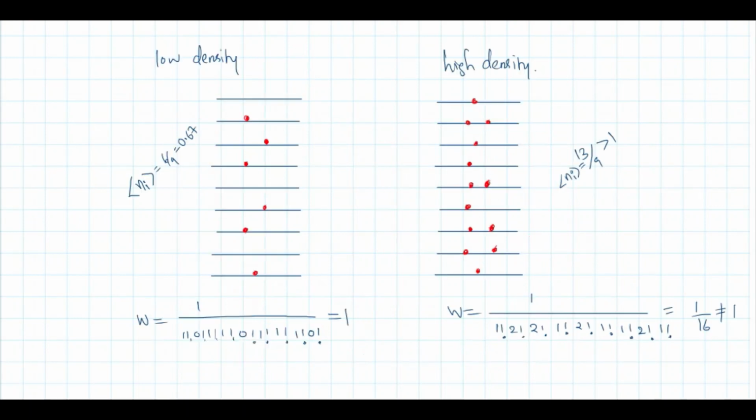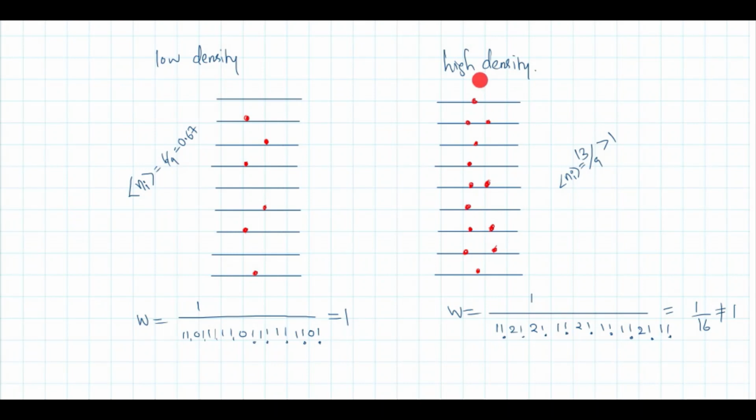I will show this here. You have 9 energy levels and only 6 particles. So one particle sits here. In the next level there is no particle. One particle here, one particle. So this is a distribution. What is W? 1 divided by 1 factorial, 0 factorial, 1 factorial, 1 factorial, 0 factorial, 1 factorial, 1 factorial, 1 factorial, 0 factorial. 0 factorial is 1, 1 factorial is 1, so you will get 1.